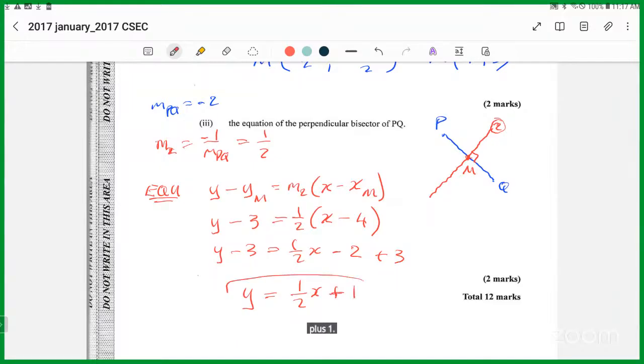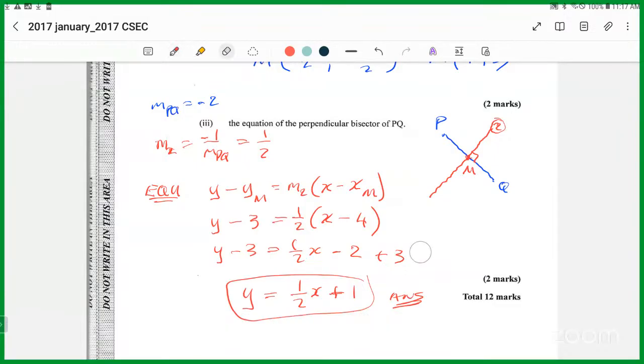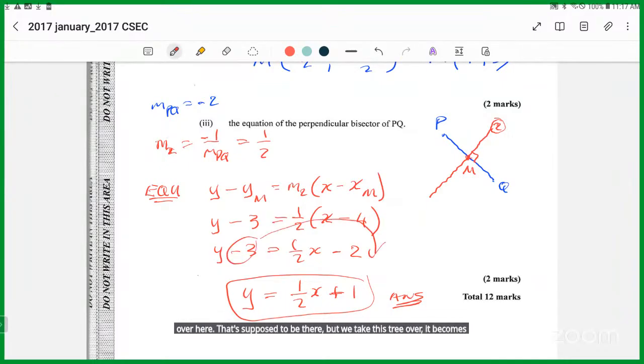This becomes the equation of the red line, and that's the answer right there: half x plus 1. Let me take off this plus 3 over here. That's supposed to be there, but when we take this 3 over, it becomes a plus 3. 3 minus 2 is this 1. That's how we get the 1. Okay with that? Everybody understand?